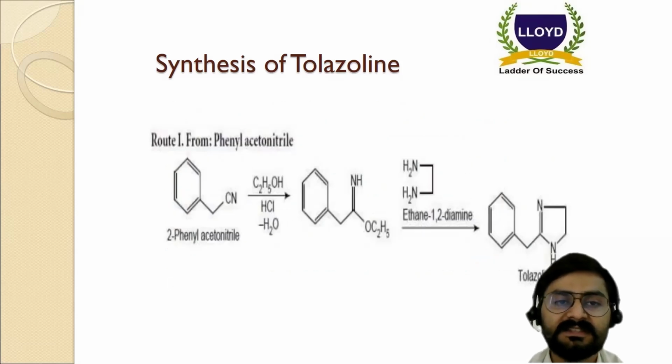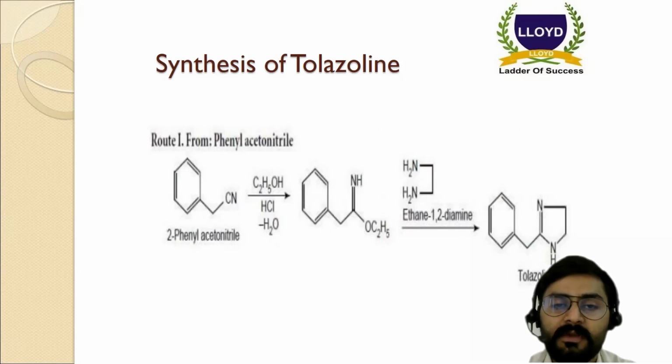As you can see, in the synthetic route of this drug, that is tolazoline, the starting materials are phenylacetonitrile and ethylenediamine. Phenylacetonitrile provides the phenyl and nitrile groups, and ethylenediamine provides the diamine needed for ring formation.